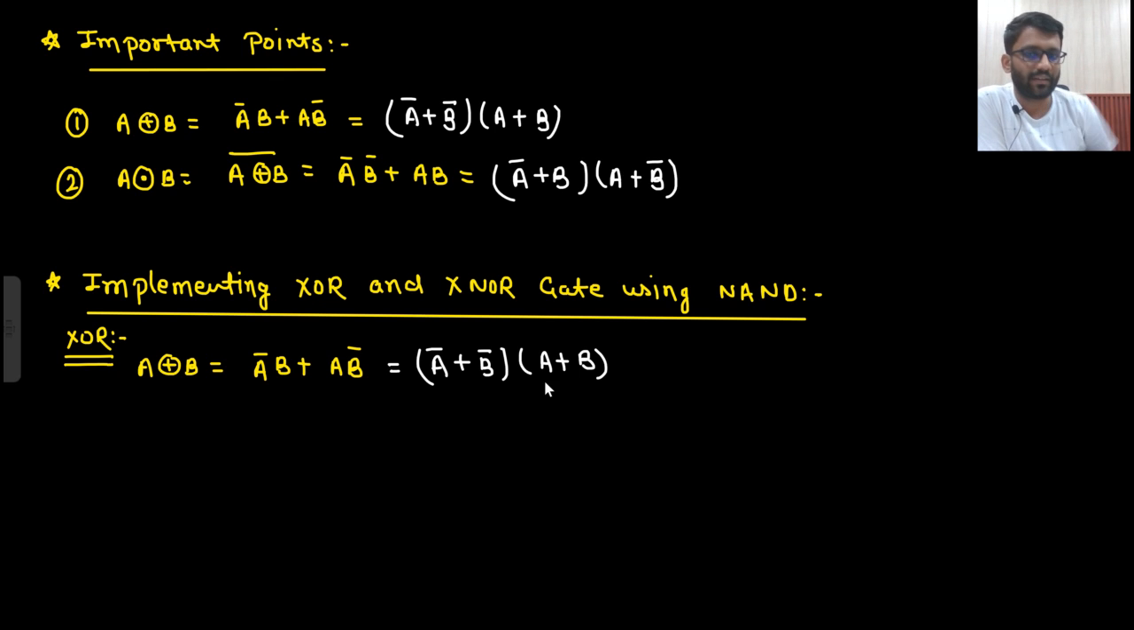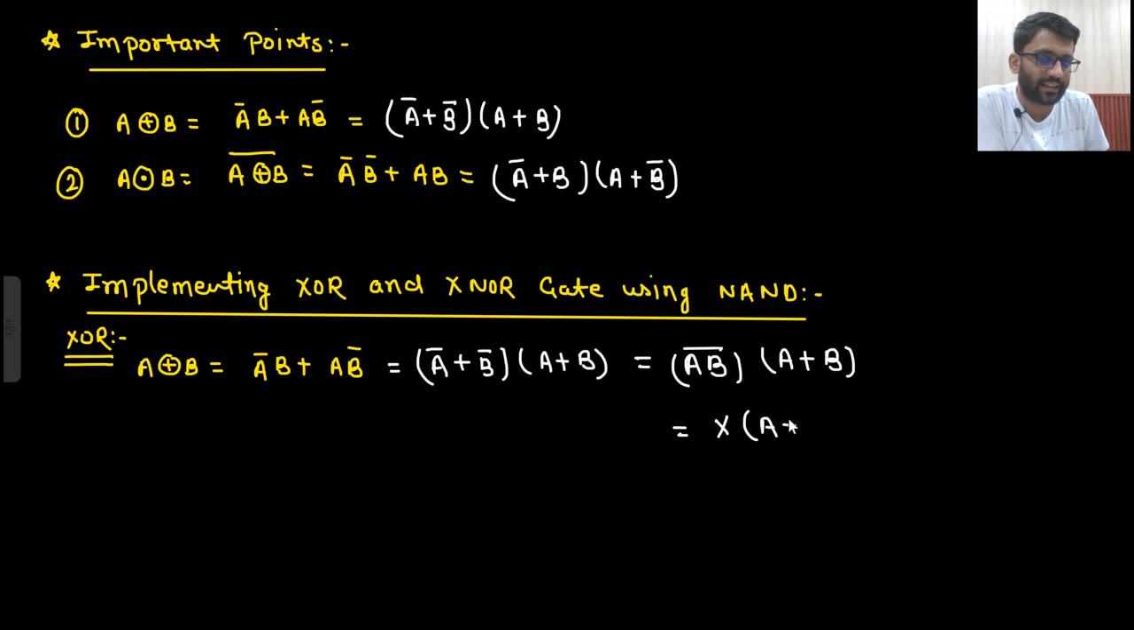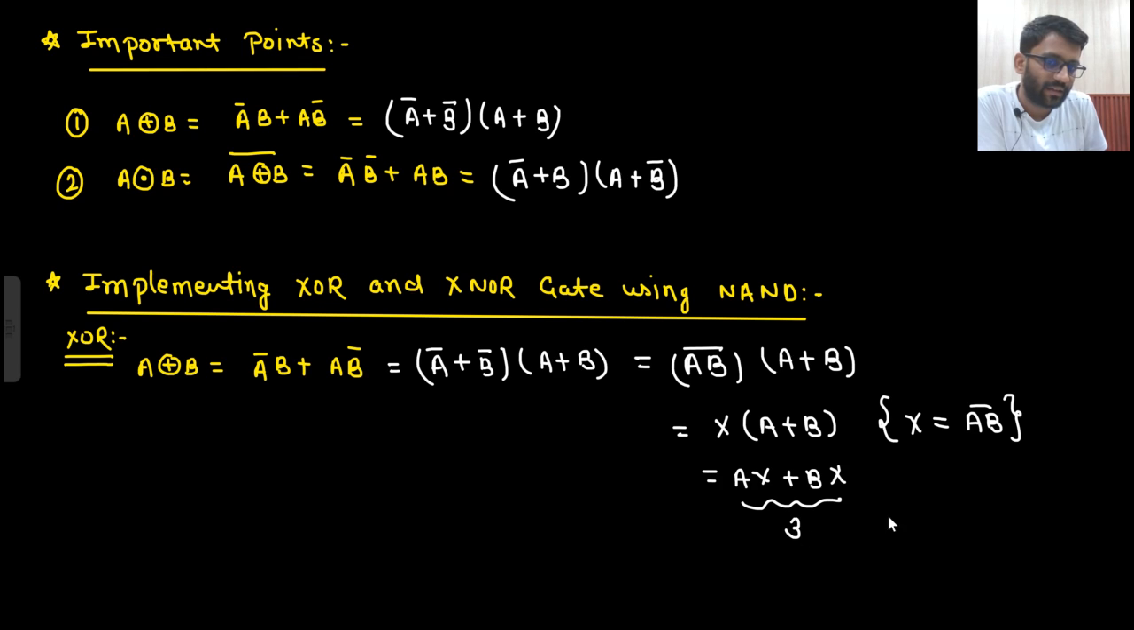But if I go by the other method, (A bar plus B bar) into (A plus B), can I write A bar plus B bar as A B bar... into (A plus B)? Say yes or no. If I take A B bar as X, then can I write it in this manner? X is equal to A B bar. So it would be AX plus BX. This will require 3 and this will require 1. So what would be my answer? 3 plus 1 is equal to 4. So in 4 only I am able to implement.